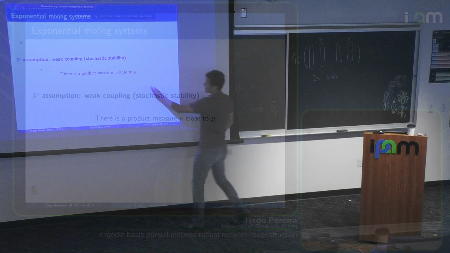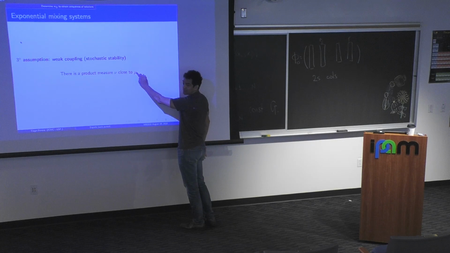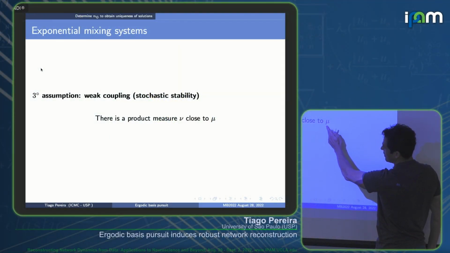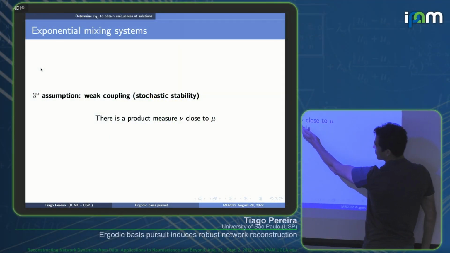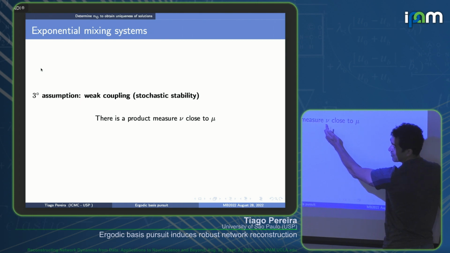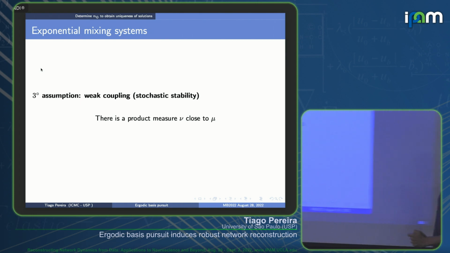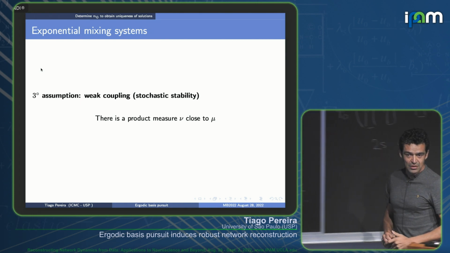I told you that mu is the invariant measure for the network. And I'm saying that near mu can be a crazy measure. I'm saying that near mu, there is a measure, nu, which is a product measure. So this is an important assumption.